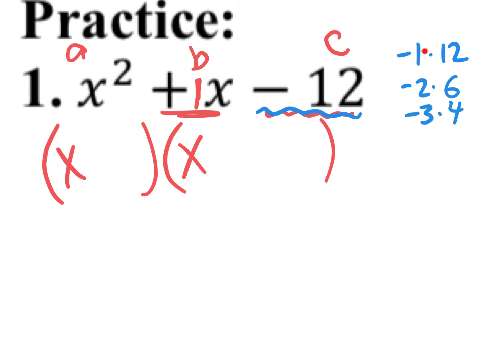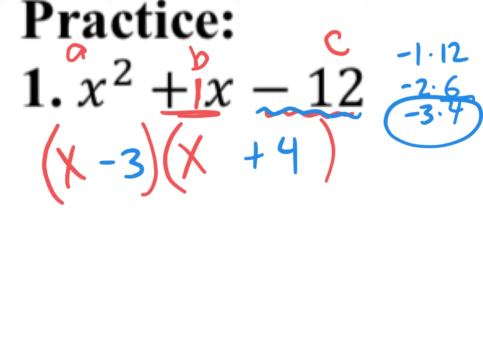Question is, which of these pair of numbers combines together to give me 1? When I say combines, I'm thinking of adding and subtracting. So what's 12 minus 1? 11. Is that an 11 right there? No. What's 6 take away 2? Is that a 4 right there? No. 4 take away 3? Is that a 1? Yes, that's the winner right there. This guy right here. So you just put that minus 3 right there, put the positive 4 right there, and voila, you have factored.